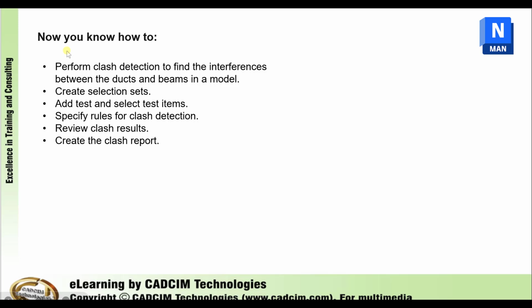After doing this tutorial, now we know how to perform clash detection to find the interference between the ducts and beams in a model, how to create selection sets, how to add tests and select the test items, how to specify the rules for the clash detection, and how to review clash results. And we also know how to create the clash report.